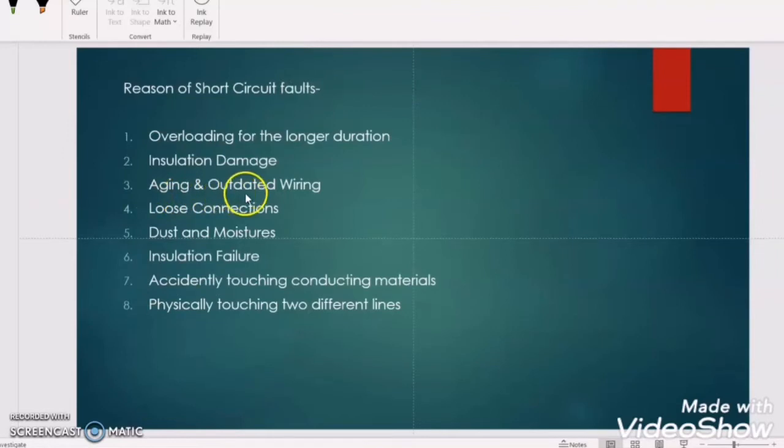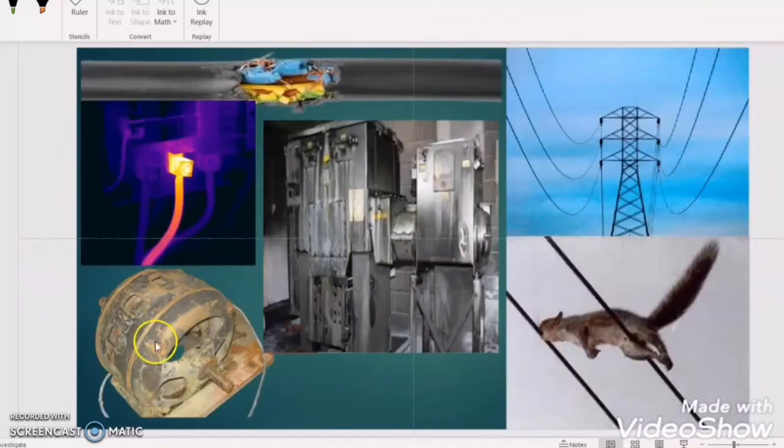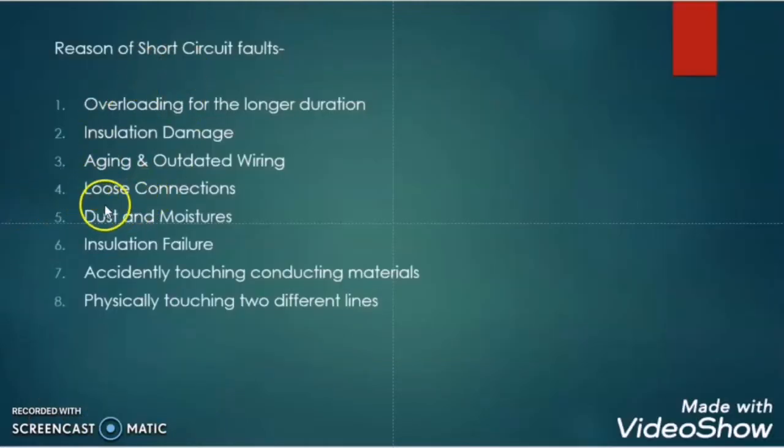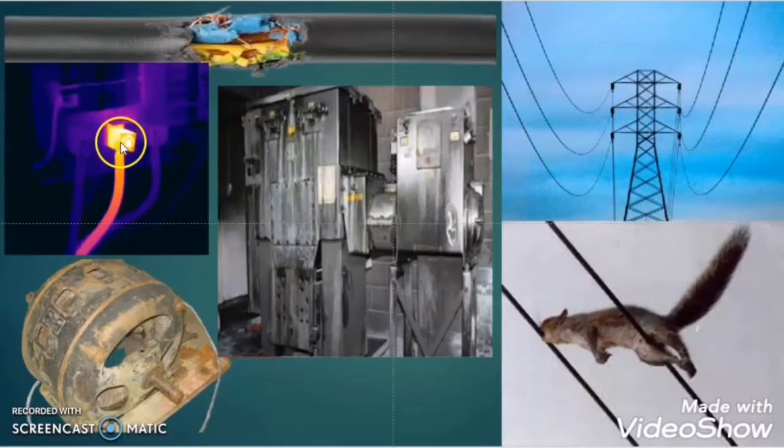The third reason is aging and outdated wiring. Every electrical equipment has some age. If you use that equipment beyond that age, it can cause a short circuit fault. The other reason is loose connections. If you make any loose connections in the electrical installation, it will heat up very early and cause insulation failure due to that heat, which may cause a short circuit fault condition.